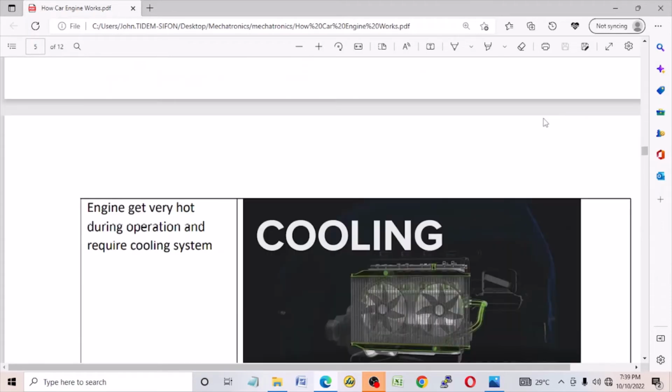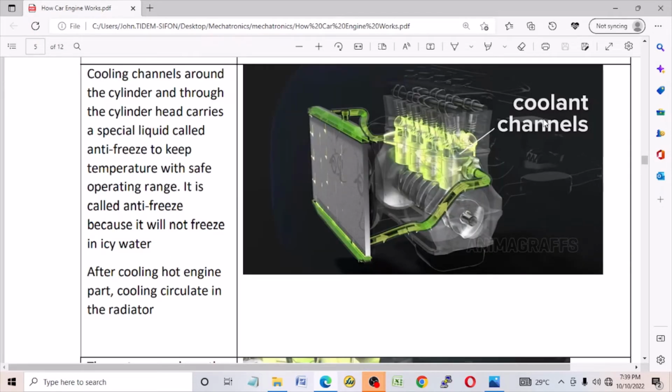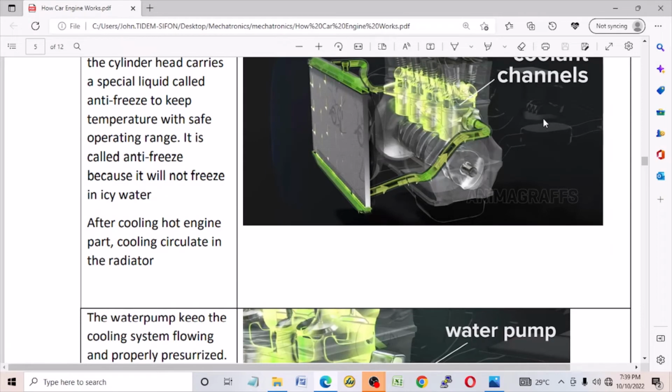Then we talk about the cooling system. The engine gets very hot during operation and it requires a cooling system. So the cooling channels around the cylinder and through the cylinder head carry a special liquid called antifreeze to keep the temperature within a safe operating range. It is called antifreeze because it will not freeze in icy water. After cooling hot engine parts, the coolant circulates in the radiator. The water pump keeps the cooling system flowing and properly pressurized.